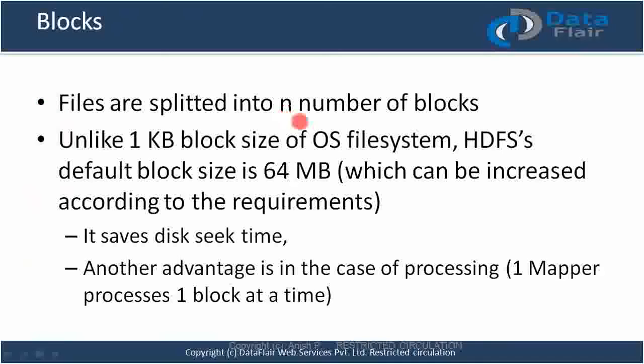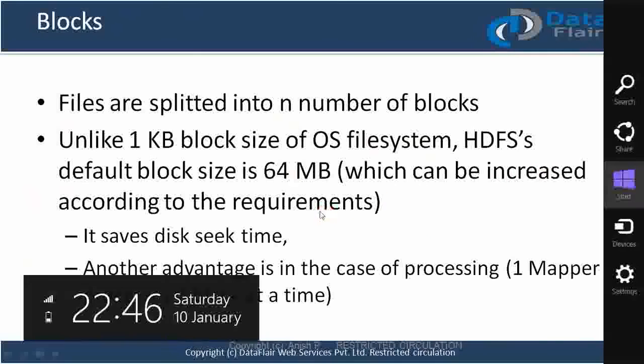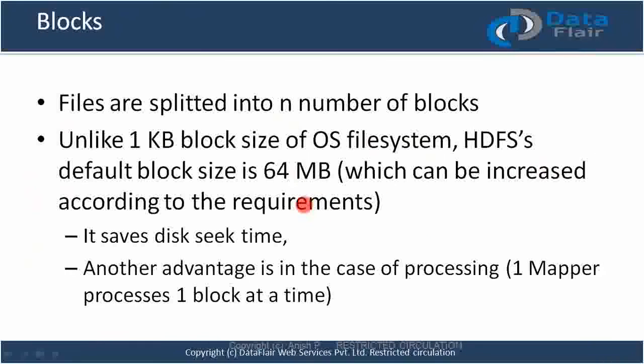Do you know the block size of an OS file system is merely 1 KB, or if we talk about the latest file systems like Windows 8, it is 4 KB. The block size of the file system is merely a few KBs. On the other hand, the HDFS block size is 64 MB. It's huge. Why is the HDFS block size so huge? And I'm saying it can be increased according to the requirements.